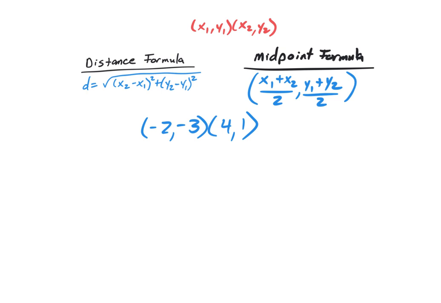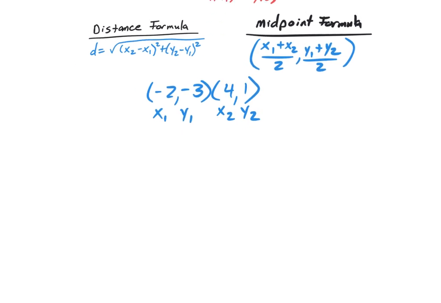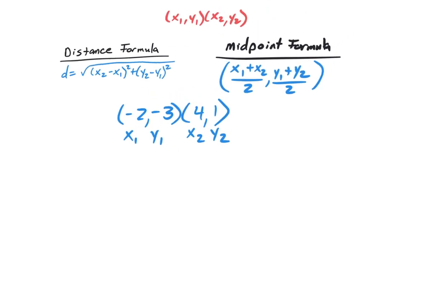And it doesn't matter which one's first and which one's second. I can label this one x1, y1, and this one x2, y2, or they can be flip-flopped. It really doesn't matter, okay? So I'm going to label this one x1, y1. I'm going to label this one x2, y2. And the first thing we're going to do is find our distance.